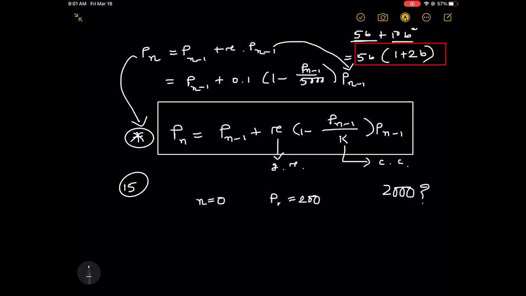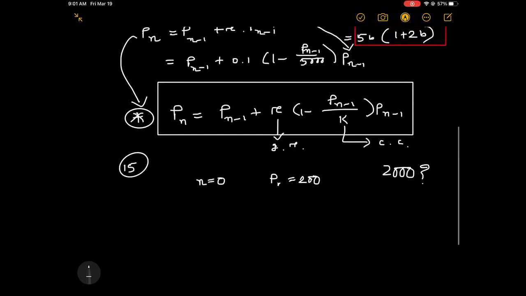So the question says the forest is estimated to be able to sustain a population of 2,000 rabbits. That means this is actually the carrying capacity. That means this is K. Now, does this make sense? Is there anyone who has doubts on this, who wants to clarify this again?